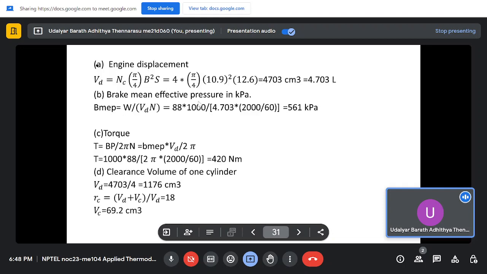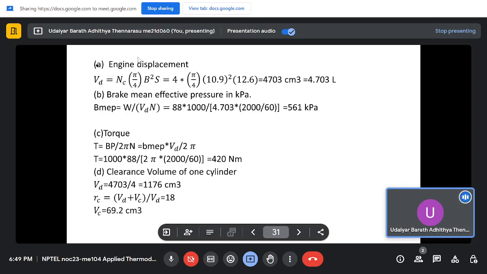So we'll see how to solve it. Engine displacement is pi by 4 into B squared, where B is the bore diameter, into S, the stroke length. This is the displacement volume, and Nc is the number of cylinders, 4, so we get the total displacement volume. So 4 into pi by 4 into 10.9 squared, where 10.9 is the bore and 12.6 is the stroke length. Substituting that, we get 4703 centimeter cube or 4.703 liter. So it is a 4.7 liter engine.